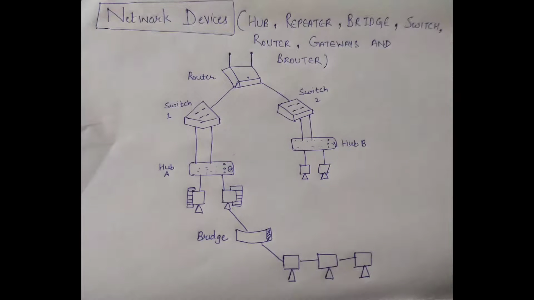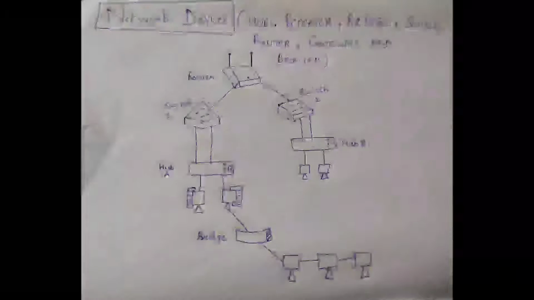So my purpose in teaching this topic is that it is very important from an exam point of view. There are so many devices, which are hub, repeater, bridge, switch, router, gateways and routers. So what is the meaning of these topics, how do they work, and what is the use of these devices in computer networks, and how is it helpful from an exam point of view?